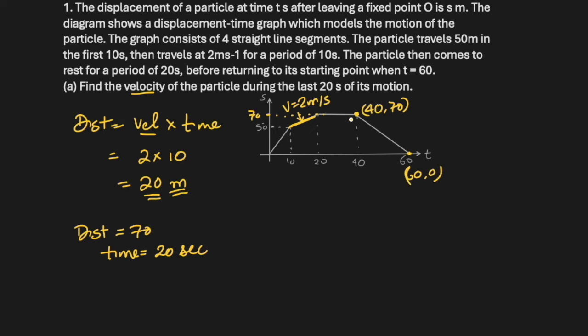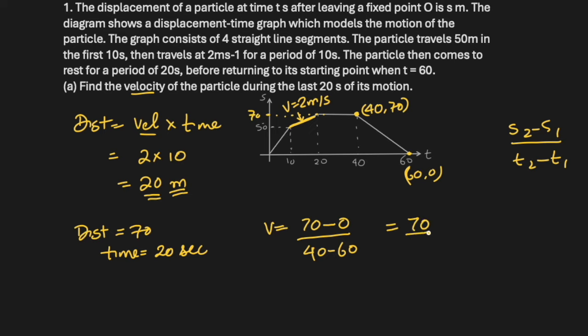So the gradient of an s-t graph gives you velocity. So velocity will be the gradient of this. So I will say, in this case, gradient will be s2 minus s1 over t2 minus t1. So s2 is 70 minus 0 over t2, 40 minus 60. Yeah. So how much will that be? 70 divided by minus 20 gives me minus 3.5 meters per second. That's the velocity with a negative sign.